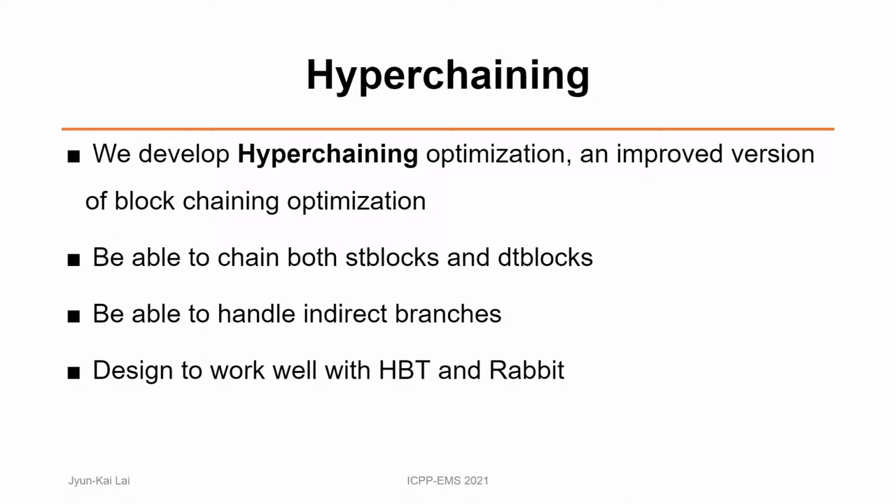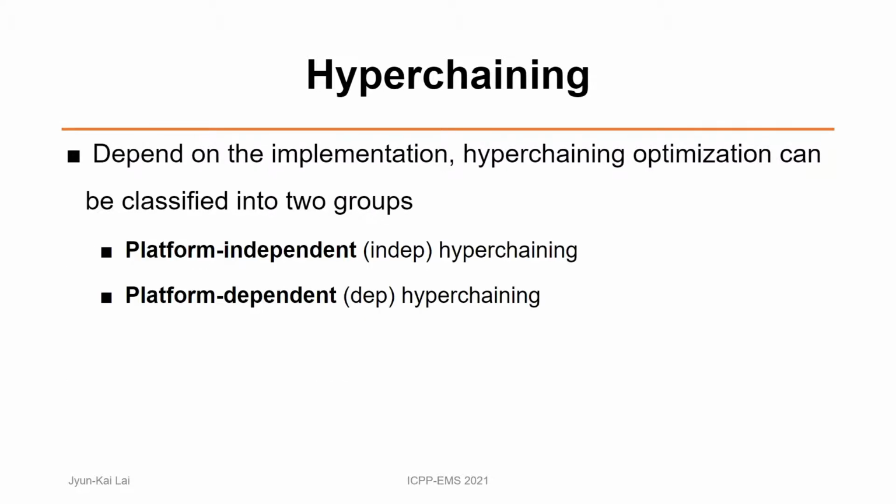Because there are some restrictions for block chaining optimization, we developed hyperchaining, an improved version of block chaining optimization, which is able to handle indirect branches and is designed to work well with DBT and Rabbit. Depending on the implementation, hyperchaining optimization can be classified into two groups. One is platform-independent hyperchaining, and the other one is platform-dependent hyperchaining.